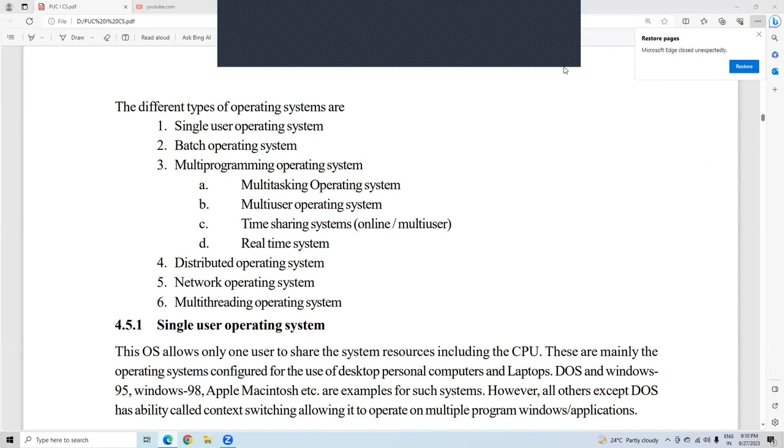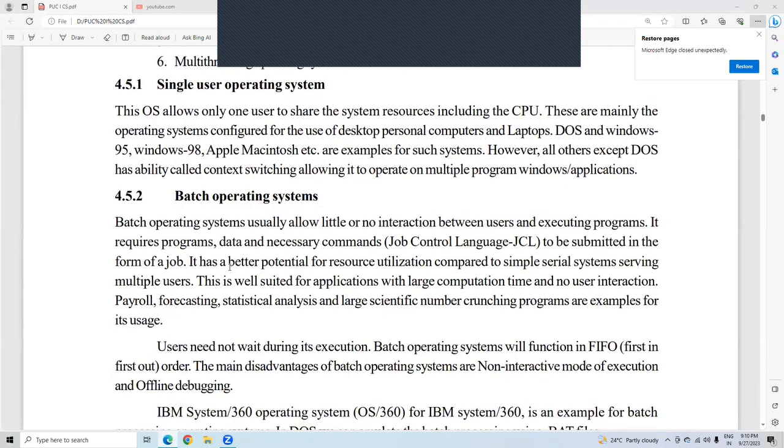So now we will see different types of operating systems one by one. First one is the single user operating system. As the name itself says, single user, only one user to share the system resources, including the CPU. Right. These are mainly the OS configured for the use of desktop personal computers and laptops, which will be used usually by one user. DOS, Windows 95, Windows 98, Apple Macintosh, etc. are examples for such systems, right?